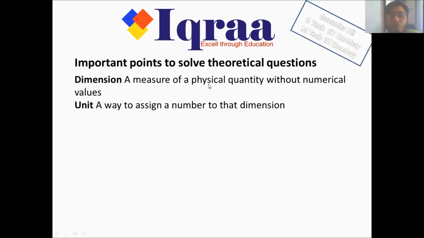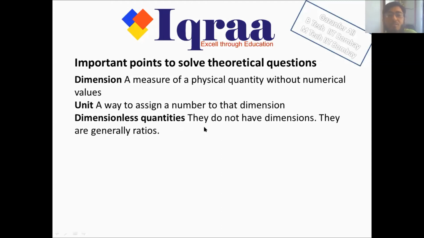If you want to find out the numerical value, you have to assign a unit to it, a way to assign a number to that dimension. So the dimension of velocity is length per time, and the unit can be meter per second. When we say kilometer per hour and meter per second, we assign a number to it. We say 1 kilometer per hour is 5 by 18 meter per second. So a unit is a way to assign a number to that dimension.